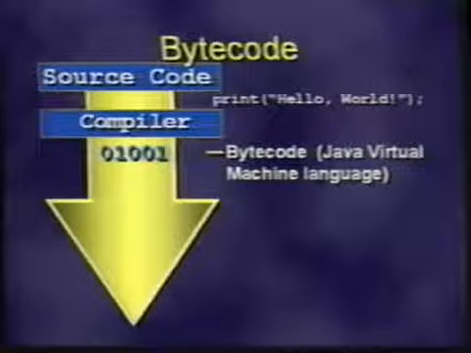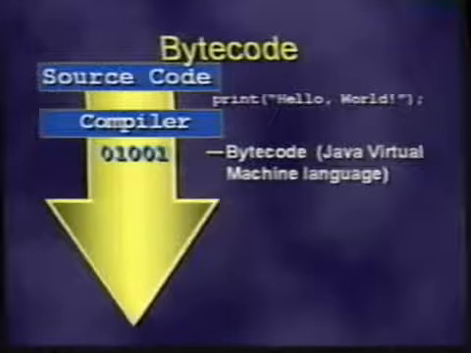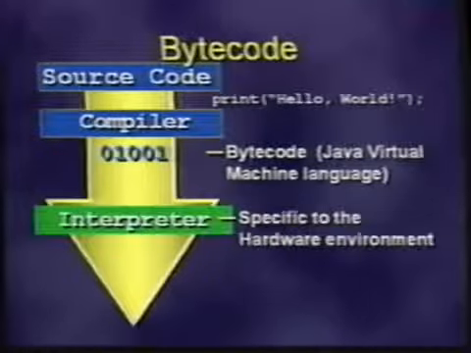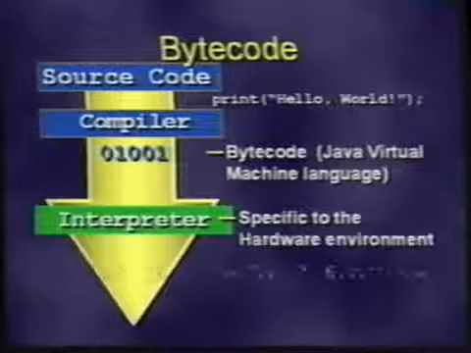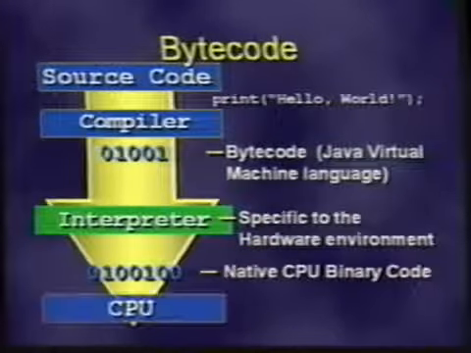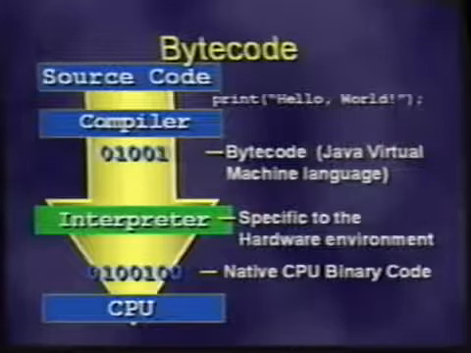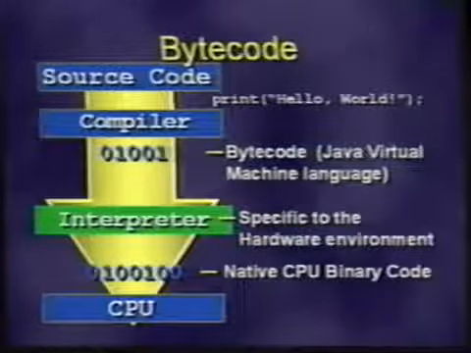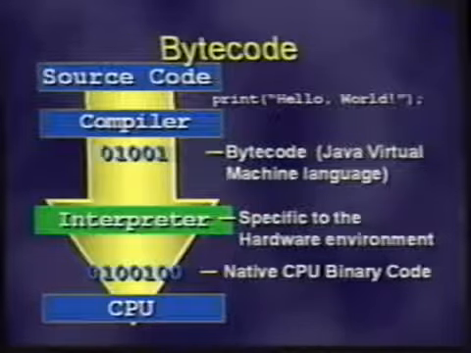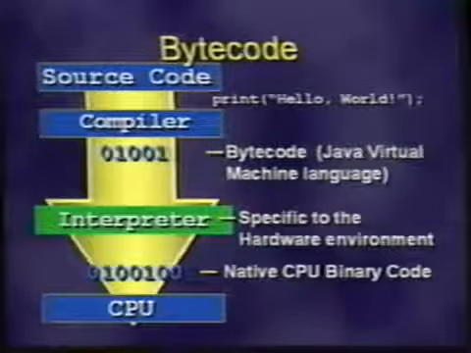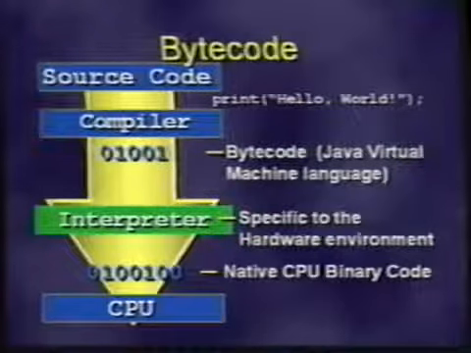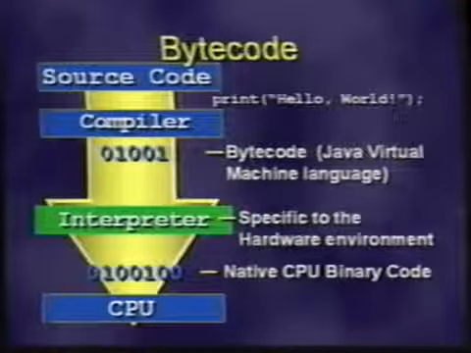Now, the next step we have is this layer between the compiler and the CPU, the interpreter. What the interpreter does is takes this bytecode, this Java code, and turns it into native CPU code. The interpreter is actually specific to different environments. The interpreter for an Intel machine is going to be different from the interpreter for a MIPS machine. So that's really where you get the homogeneous Java environment on a heterogeneous platform.